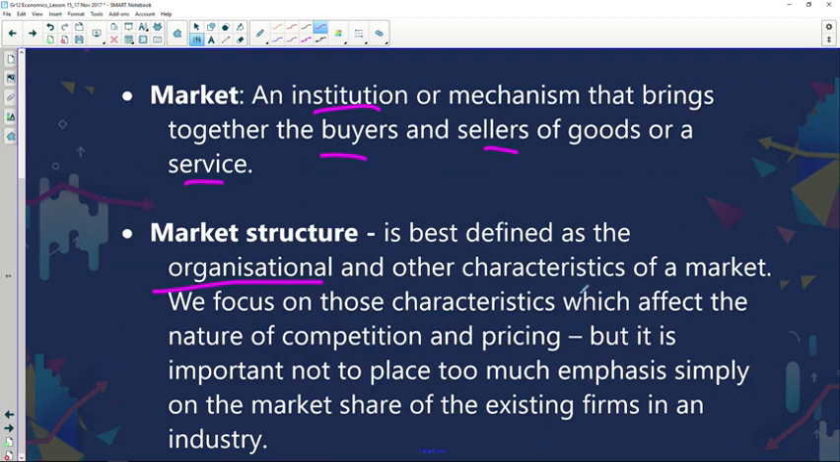We focus on those characteristics which affect the nature of competition and pricing, but it is important not to place too much emphasis simply on the market share of the existing firms in an industry. So two things that are important there are the competition and the pricing. Are other firms allowed to come into the market space and participate? What are the rules in terms of exit and entry into that market? Are there any restrictions that are put into place to try and block other competitors from coming into that market? And also, who determines the price?